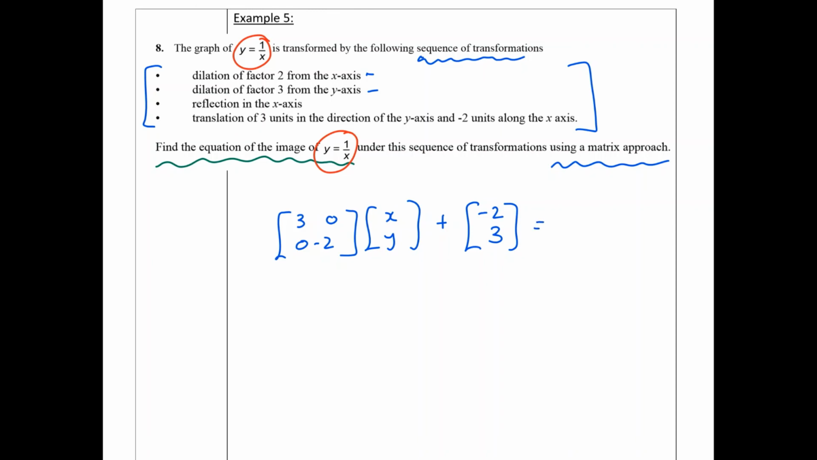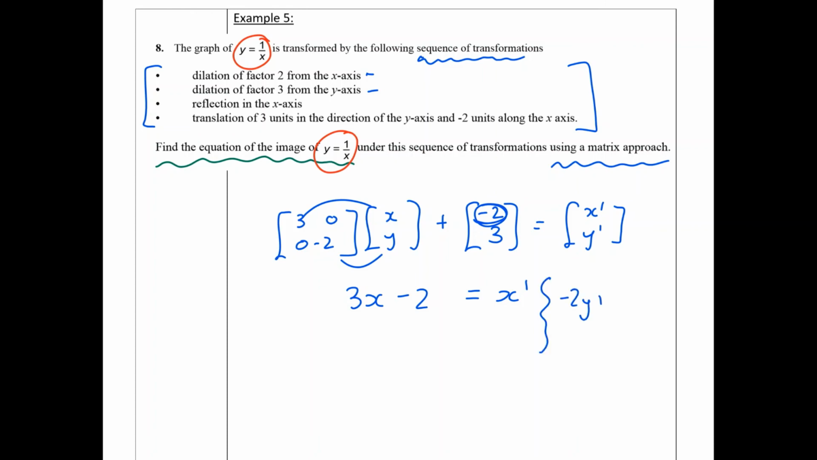So this was my matrix equation. I know it equaled x dash y dash. If I resolve this matrix, 3x minus 2y, I'll get 3x minus 2 equals x dash. And negative 2y plus 3 equals y dash. If we solve this, then x is equal to x dash plus 2 on 3. And y is equal to y dash minus 3 on negative 2. Let's just keep the negative 2 there for now.